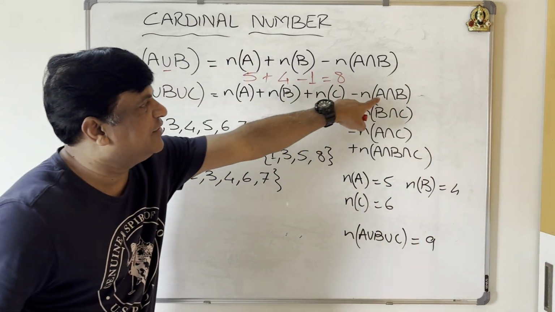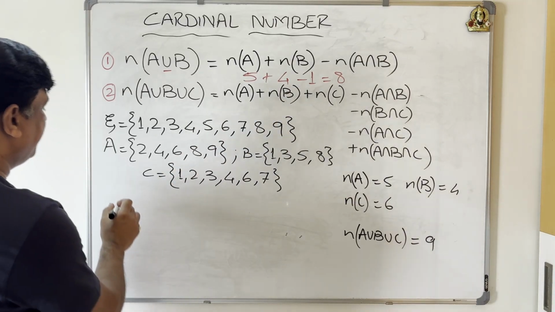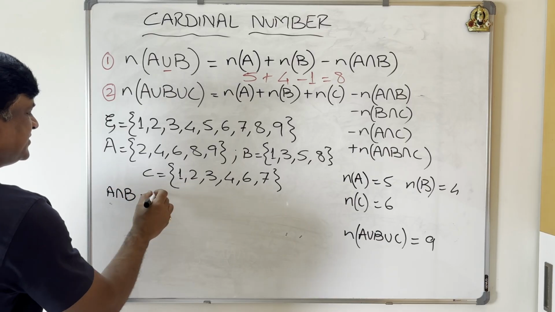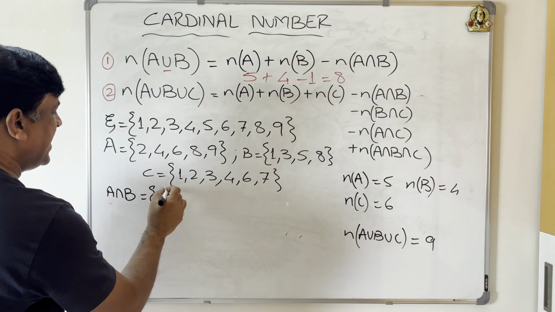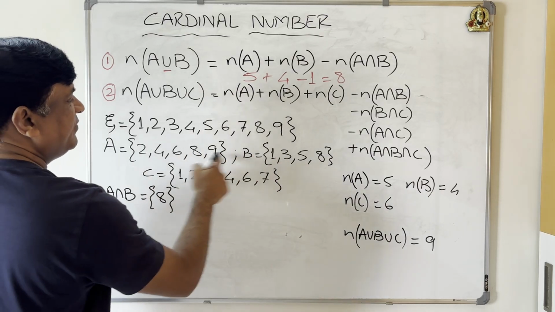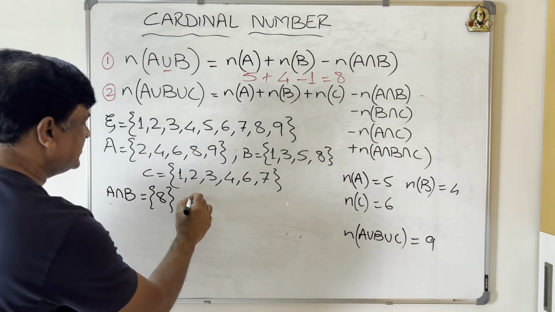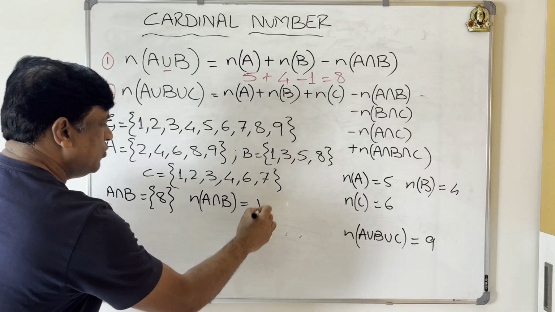Now let's come to this one. N of A intersection B. What do you have? A intersection B. What did we get last time? We got it as 7. I'm sorry, 8. 8 is the only common element between these two. So n of A intersection B is equal to 1.